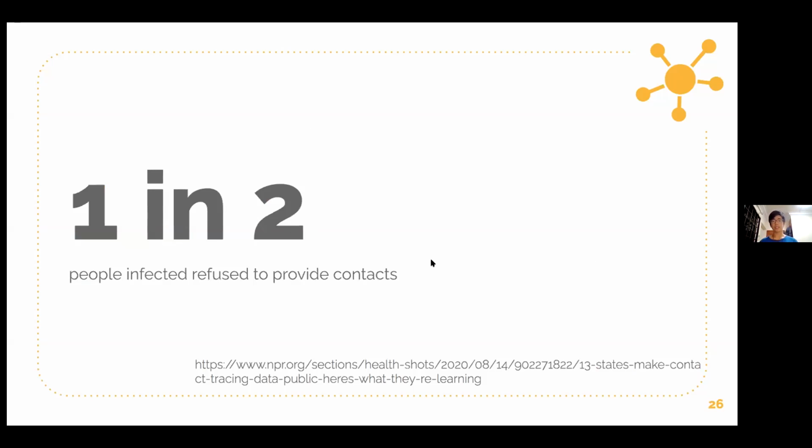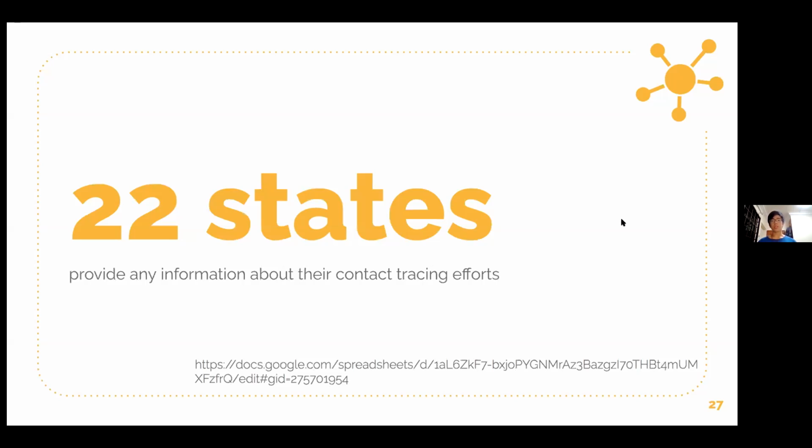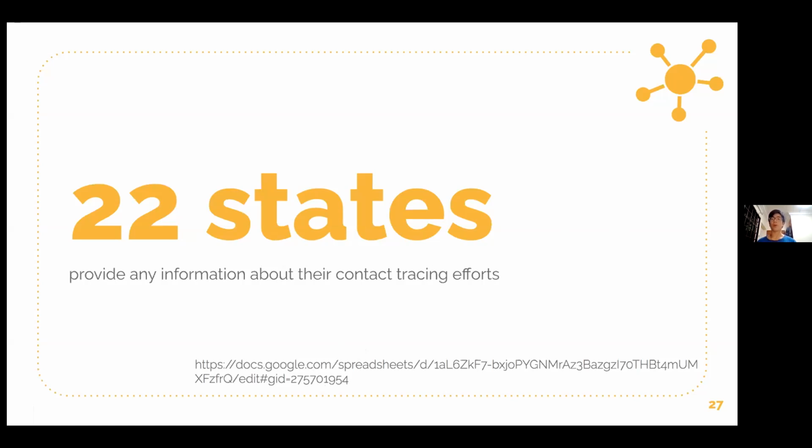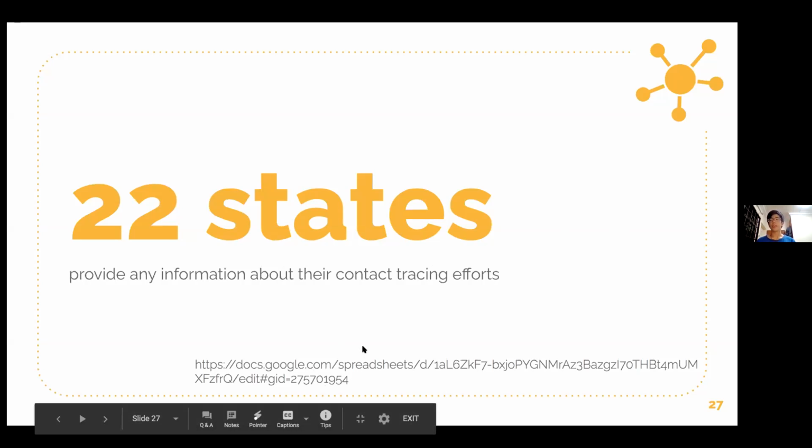In the next slide, we see that only 22 states provide any information about their contact tracing efforts. We've linked a Google Doc. One of the universities is collating all this information about which states are releasing what kind of information, what statistics they have, how successful they are in reaching the contacts within the first 24 hours, and so on and so forth. I do recommend people take a look at this and figure out how well their states are doing on all these metrics.